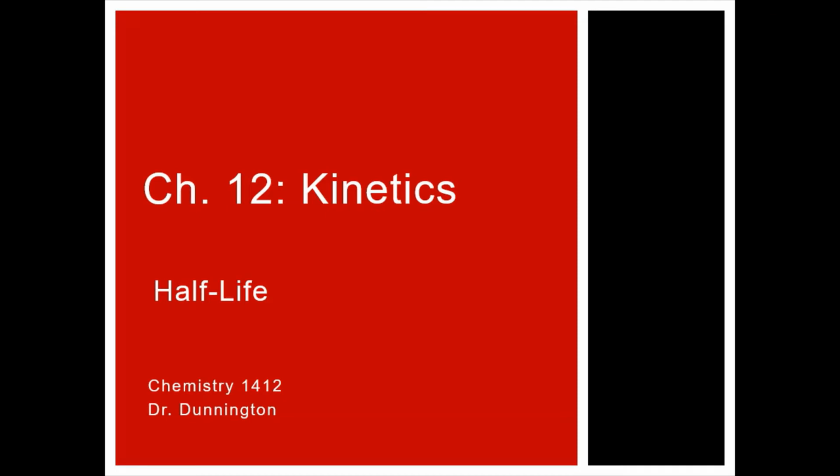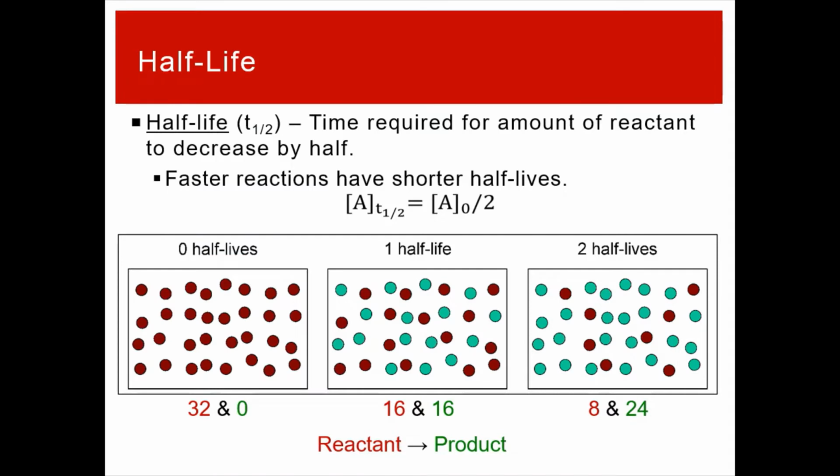One last topic in kinetics, describing exactly how fast reactions go and monitoring them, is half-life. The half-life of a reaction is the time required for the amount of reactant to decrease by half. So basically, if you start with some amount of reactant, how long will it take for 50% of that reactant to be gone?